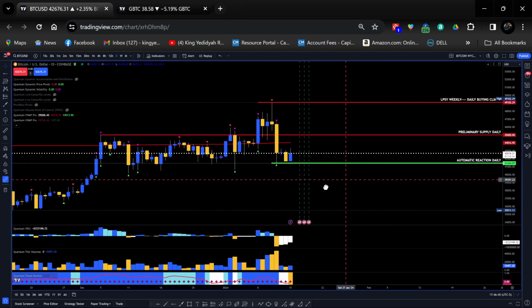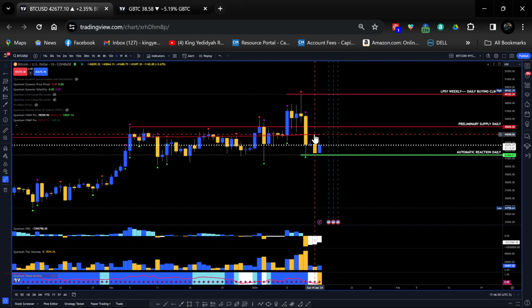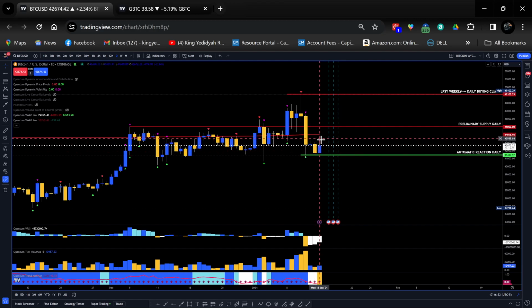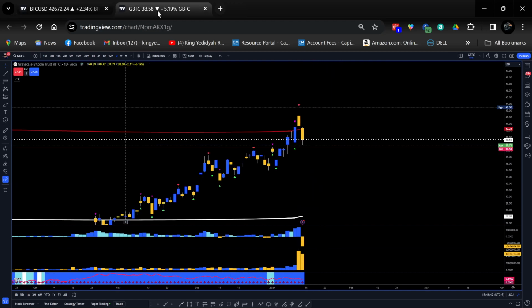So this is the Bitcoin chart, right? We're breaking this upper deviation band, kind of looking like we're going to sell to the downside, and this GBTC daily chart is also suggesting a reversal. So let's see what happens there.